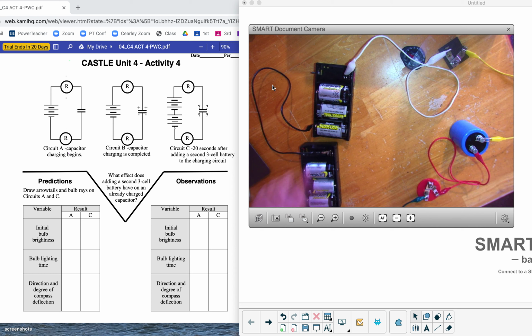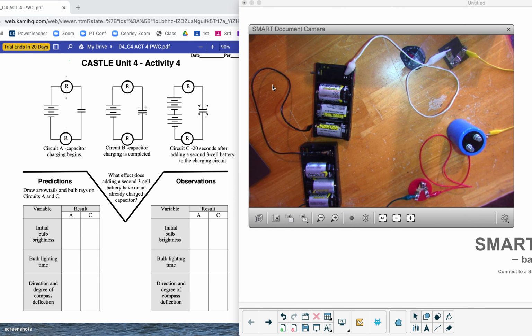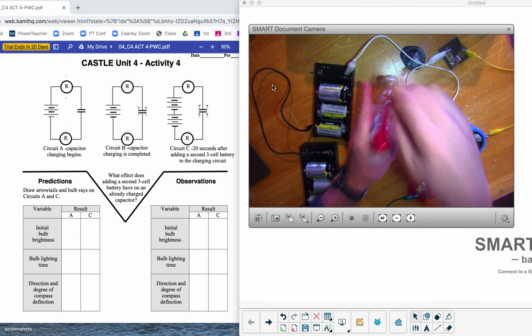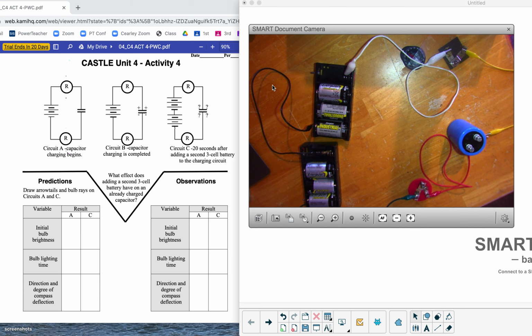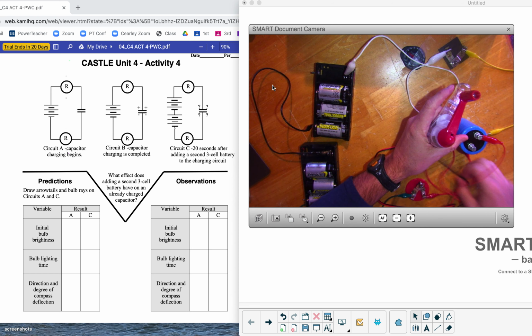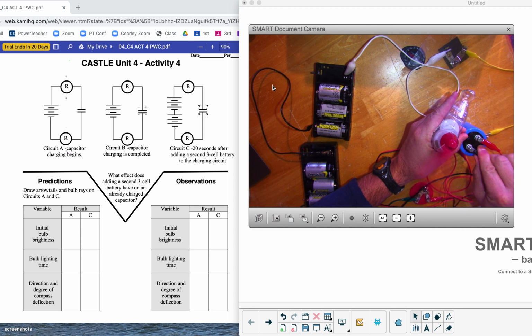Now we're going to add a second 3-cell battery pack faced in the same way to the already charged capacitor. Ready, go. And again, the lighting time and compass deflection was the same, but now we're going to discharge the capacitor into the Genicon. I'm going to take the movable handle and put it back to the clear stationary handle. And we're going to count the turns. Ready, 2, 3. It's about 3 1/3 turns.